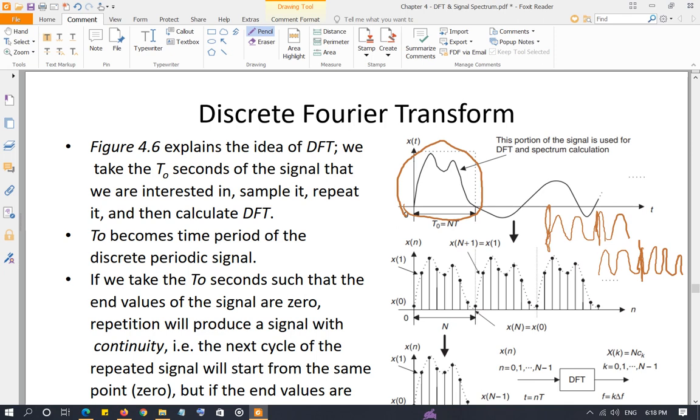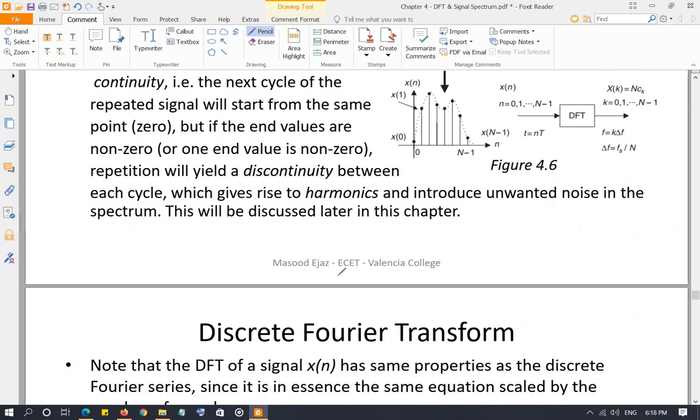But if you have a discontinuity in the signal, that gives rise to a lot of harmonics, what we call harmonic noise. And those harmonics usually mess with the signal frequency spectrum, and you can see those harmonics. So we're going to use the window functions in the next topic to smooth out those harmonics, but that's just a tangent for the next topic. It doesn't relate to this topic right now.